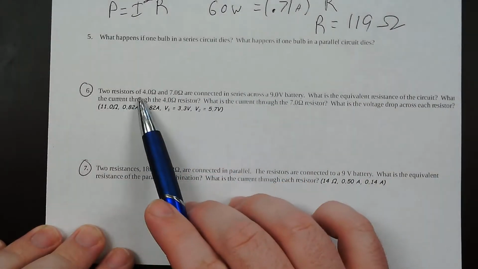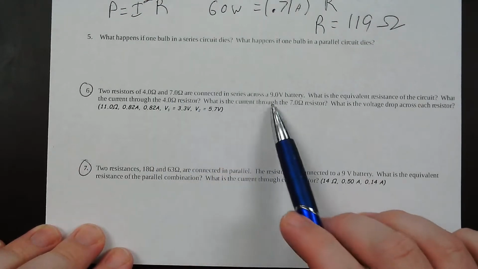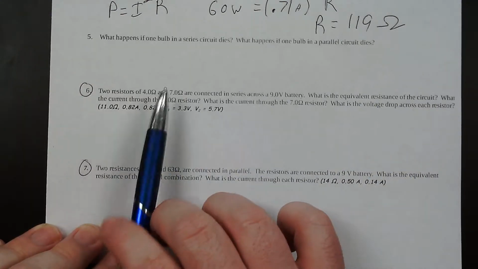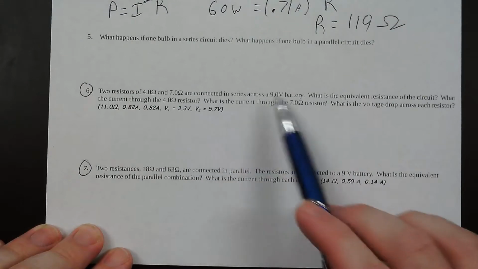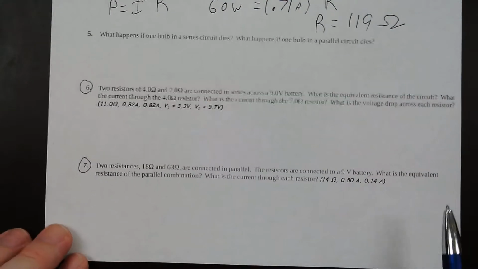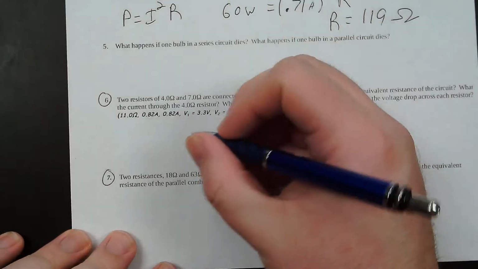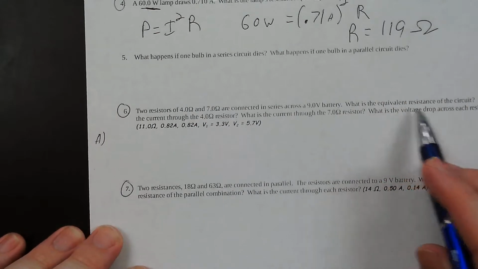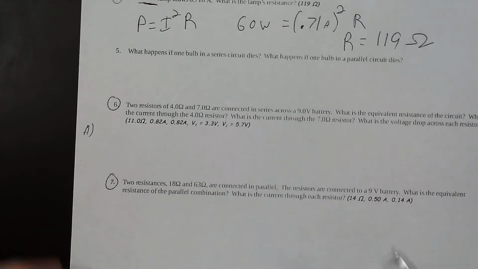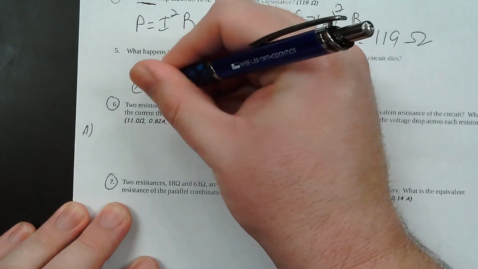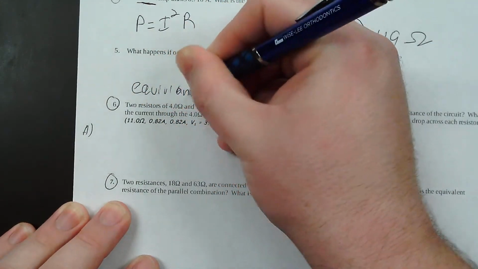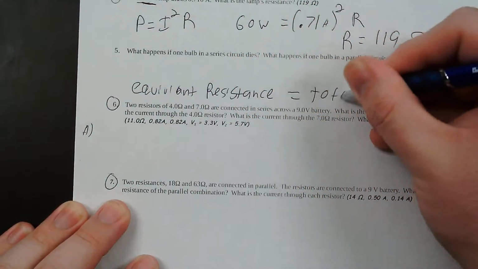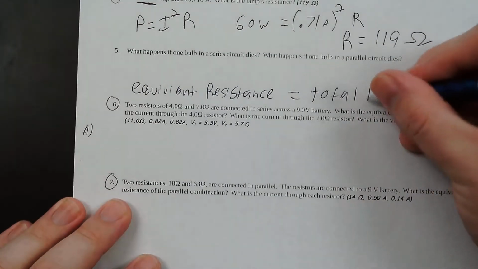So we have 2 resistors, 4 and 7 ohms, connected in series across a 9-volt battery. We want to find the equivalent resistance of the circuit, and then we want to go on and find the current through the 4 ohm, the current through the 7 ohm, and then the voltage drop across each resistor. That's a bunch of things, so I'm going to try to keep this segmented, okay? So, part A. We want to find the equivalent resistance, okay? Anytime we talk about equivalent resistance, so I'm going to write this here. Equivalent resistance just means total. Okay? Find the total resistance.